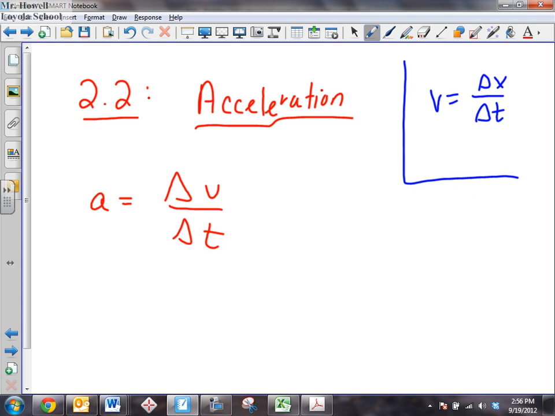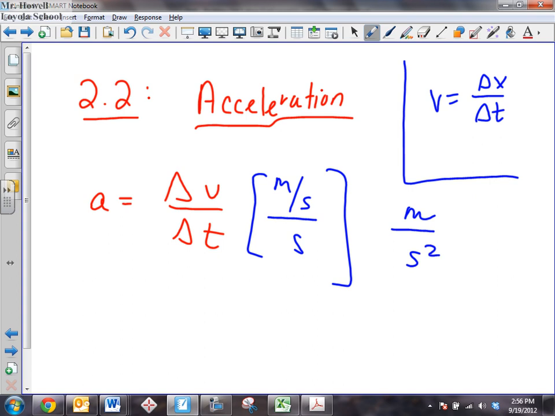Now, with this, my units. What are my units of velocity? Generally speaking, what are the units? Meters per second. Be careful, not 'and.' Meters per second. What are my units of time? Seconds. Come on, we just said this a minute ago. Now, that means that my units for acceleration are going to be meters per second squared.